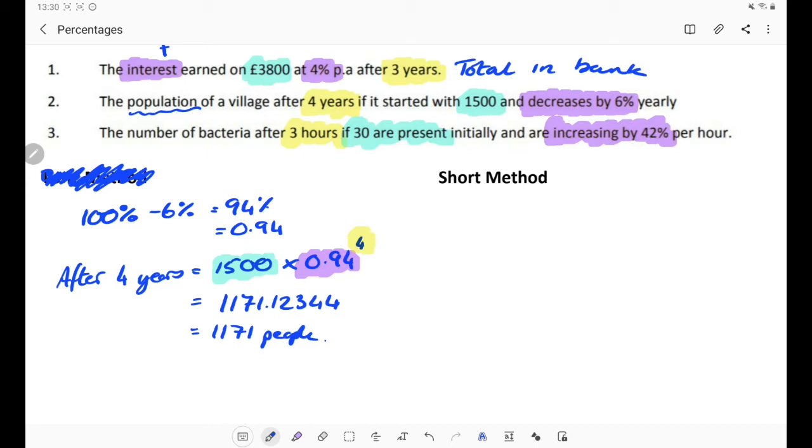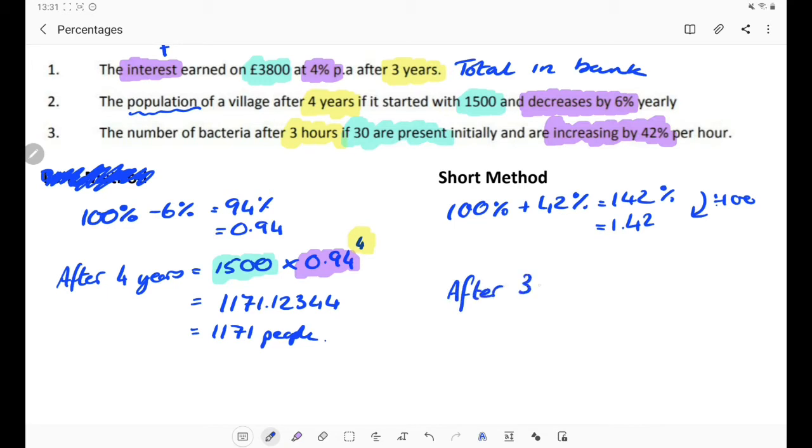Fantastic. So we get our percentage, 100% plus 42% is 142%, which we turn into our decimal by dividing by 100. So, set up the calculation. After 3 hours, we will have 30 times, and then we use our new decimal, and we use our power.